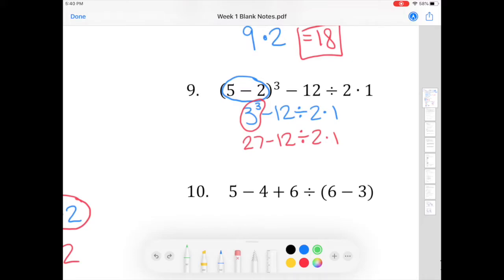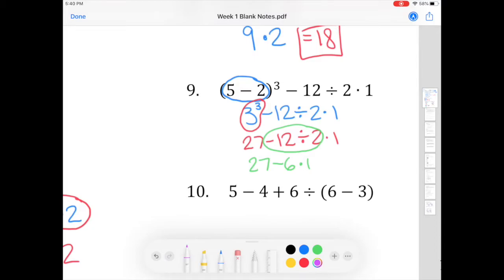Okay. I know M comes before D in PEMDAS, and this is kind of confusing, which is why it's a trick, but you always do multiply and divide in one step from left to right. And if I'm reading this from left to right, division actually comes first before multiplication. So I'm going to do this division first. So my 27 comes down. Negative 12 divided by 2 is going to be a negative 6. And then the times 1 comes down.